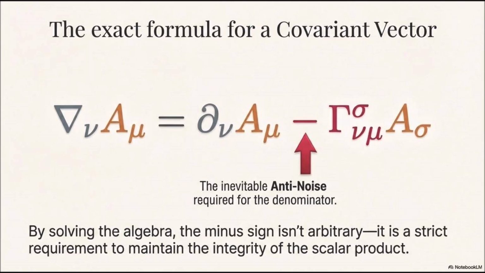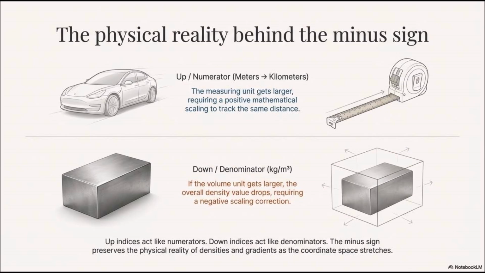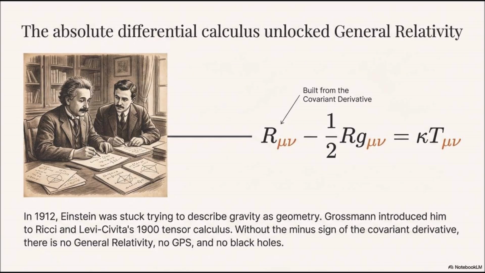Because scalars ignore coordinates entirely, they produce absolutely zero coordinate noise. Therefore, taking a covariant derivative of a scalar is exactly the same as taking a standard ordinary derivative. Let's anchor that mathematically. The scalar derivative: nabla subscript mu of phi equals the partial derivative subscript mu of phi. That is our unshakable foundation.